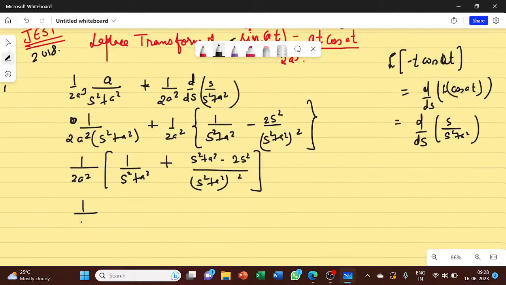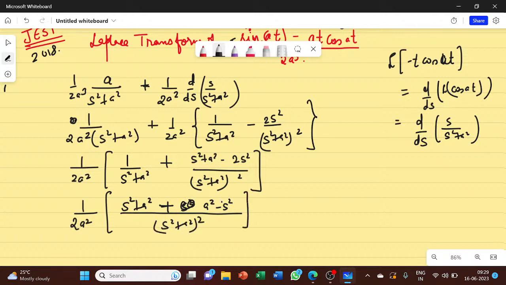Eventually this is 1 upon s square plus a square plus a square, so you'll get 2a square cancelled. You'll get simply the answer as 1 upon s square plus a square. Okay, so this was ours in JEST examination.